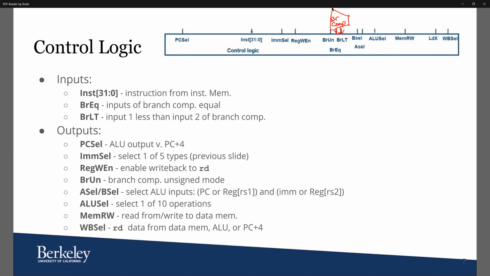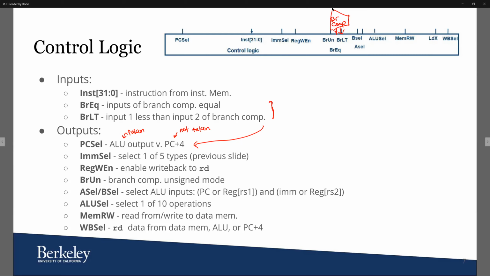Now, what do these influence? This is one very important thing. It influences the PC select. And why is this? Because if you take a branch, then you grab the ALU output. And if the branch is not taken, then you select PC plus 4.